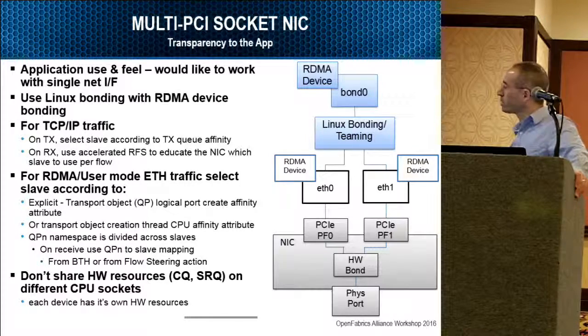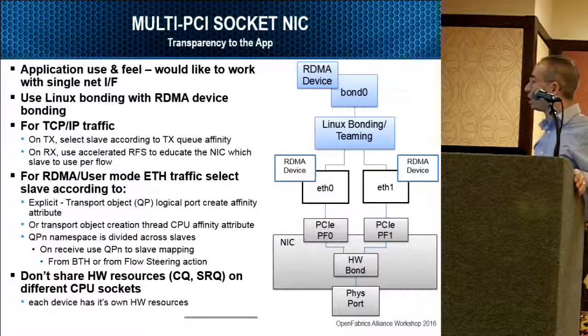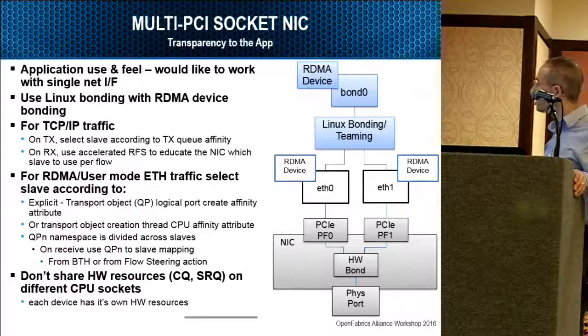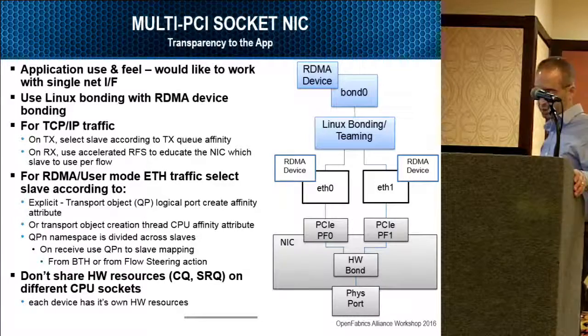Last but not least is to mention that you basically can't share the objects, share transport objects or share RDMA objects between those legs, since each one of them has a different namespace. So if you create a CQ that is affinitized to this leg, you can't use it with a QP that was affinitized to that leg. And this is okay, since the whole purpose here is to bypass the QPI.